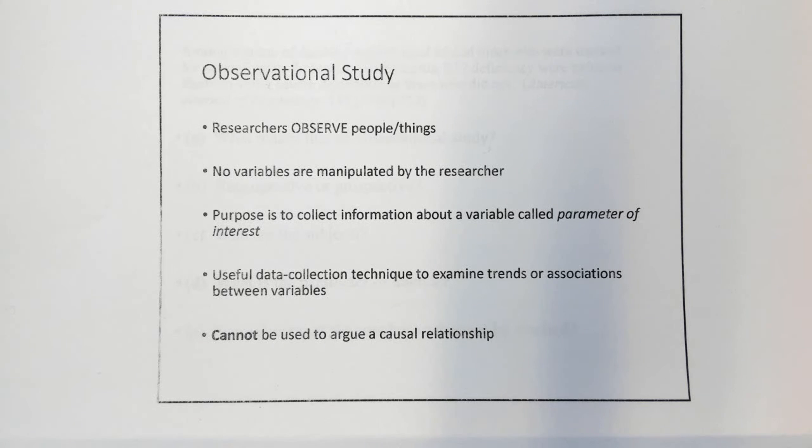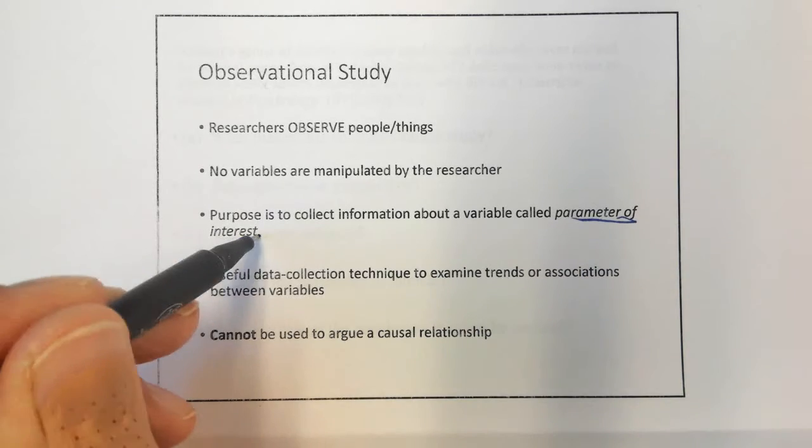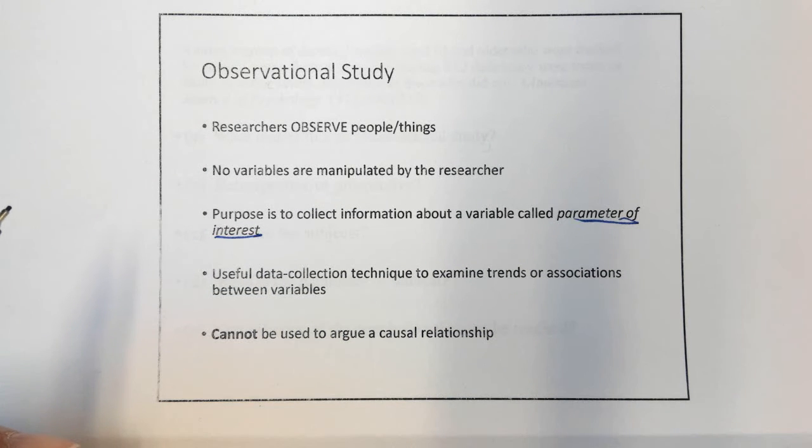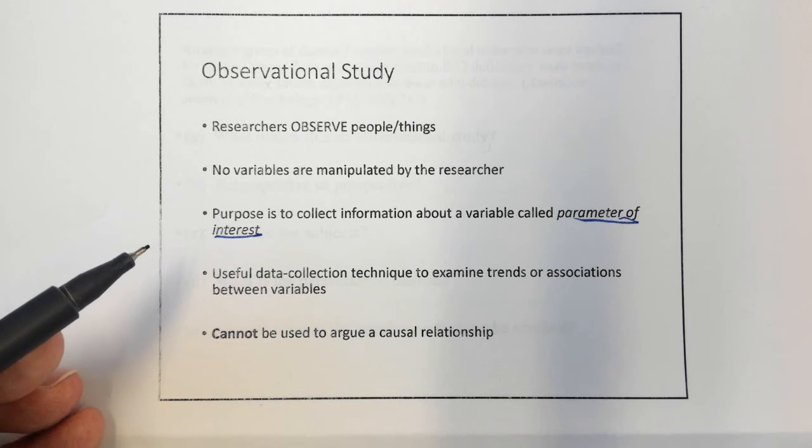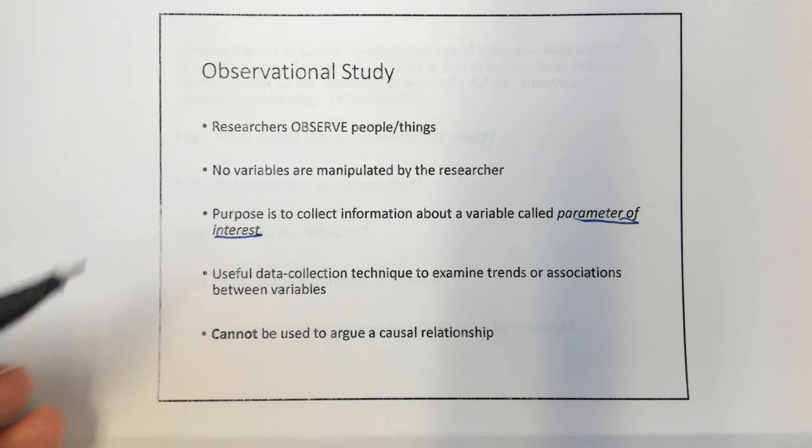The purpose is to collect information about a variable called a parameter of interest. It's in italics. Go ahead and underline it if you want to. We've seen that term before. We use that terminology in the last chapter. And the parameter of interest is also what we measure when we do surveys or polling or questionnaires. So we want to know people's opinions about something. In this case, we might want to know something about how a student behaves in an educational environment. There could be a variable, or there could be more than one variable that you're observing.